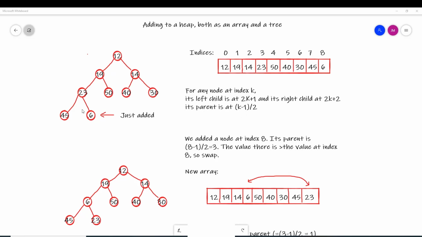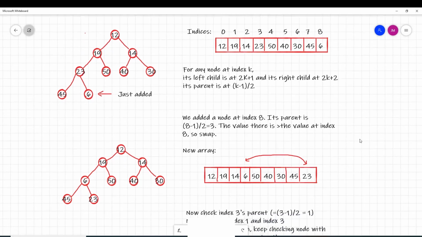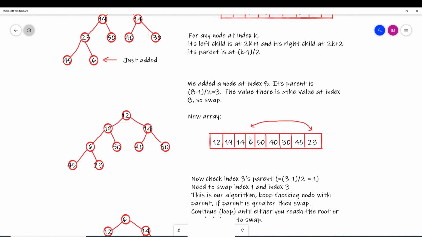We added this node at index 8. We found its parent. We found that the value there is 23, and that is bigger than 6, so we have to swap. So we have to swap the 6 and the 23. And here we have it done. And we remember from before that now we find that 6 is less than 19, so we have to swap these two.